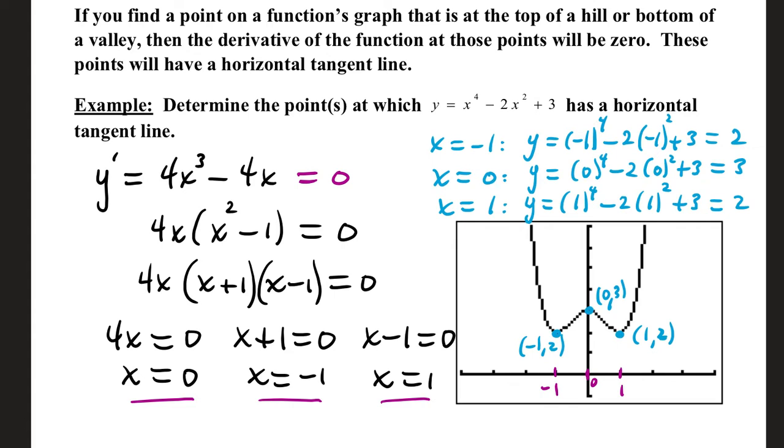The critical number 0 plugged into the function gives us 3, so 0, 3 is another location. And when the critical number of 1 is used in the original function, we get an answer of 2, which gives us the point 1, 2. A number plugged in paired with the answer you get gives you the ordered pair location.